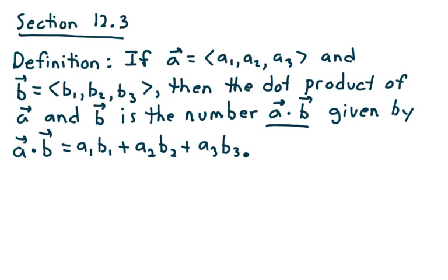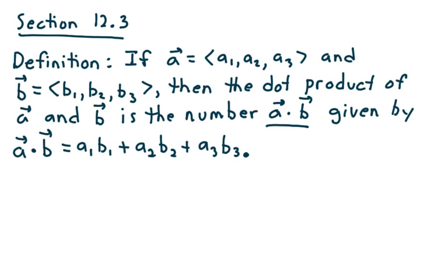And so to get the dot product, we took the first component of A and the first component of B and multiplied them. Took the second component of A and the second component of B and multiplied them. And then we took the third component of A and the third component of B and multiplied them, and then proceeded to add the results.